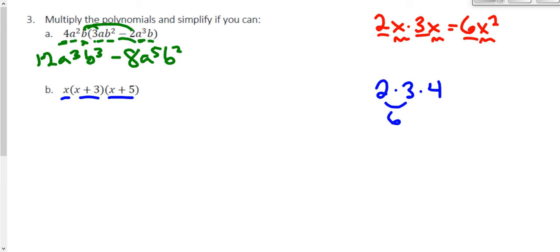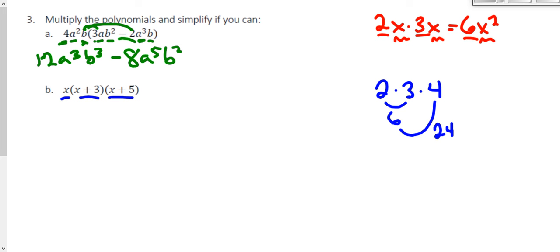Now it doesn't matter what order I multiply those in. If I did 4 times 2 first, I would get 8, then times 3 is 24, or 3 times 4 first is 12, times 2 is 24. Either way, no matter the order, I multiply them all together, I get the number 24. So the order of multiplication doesn't matter. I always get the same answer.